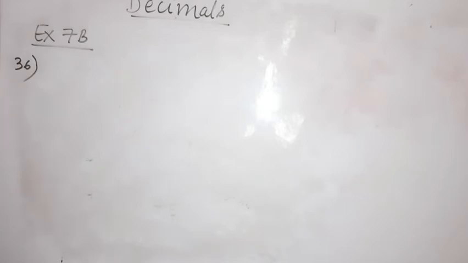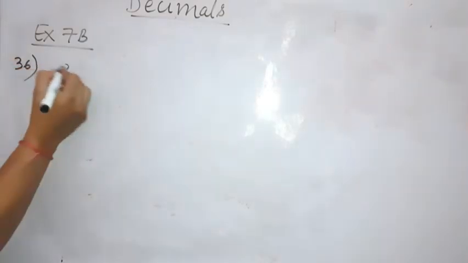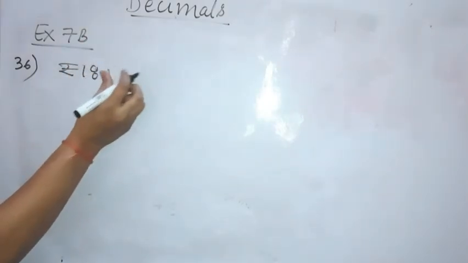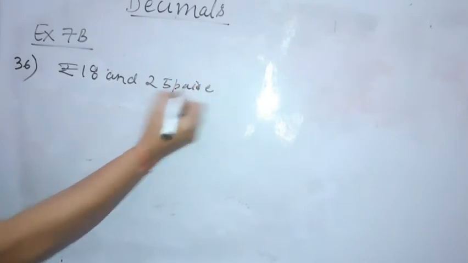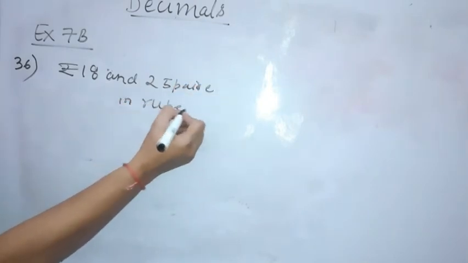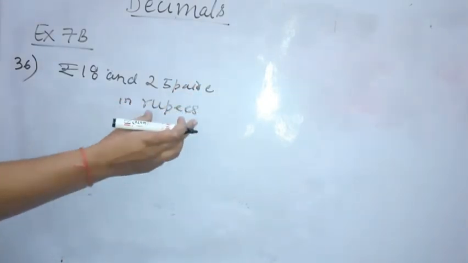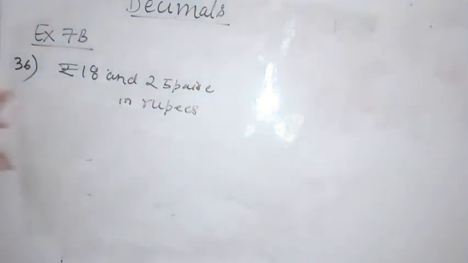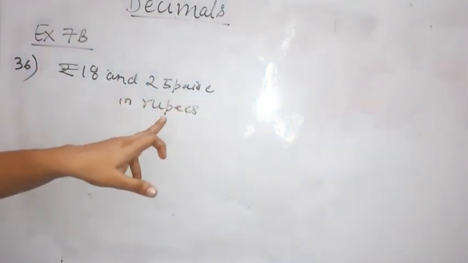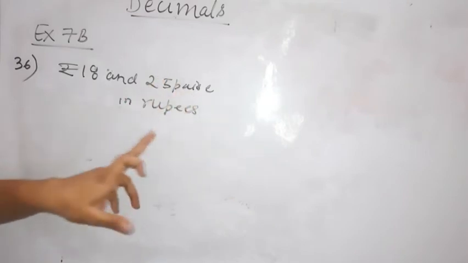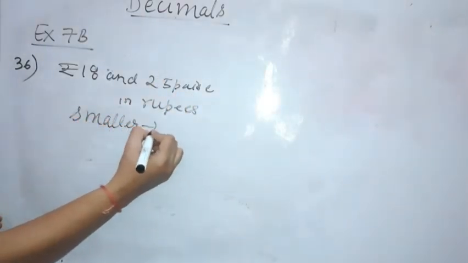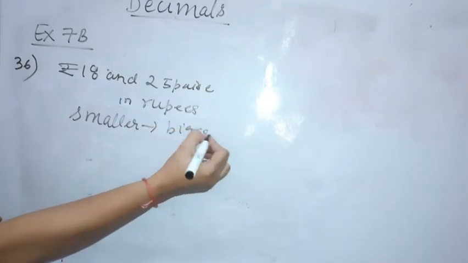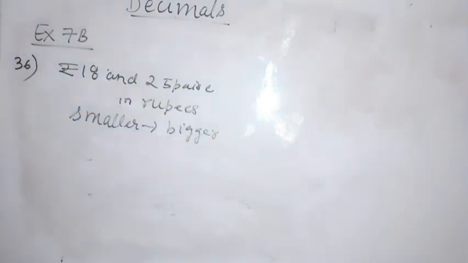So it is: using decimals, express rupees 18 and 25 paise in rupees. In rupees, you have to focus on the second term. We have to convert into rupees. Rupees is greater than paisa. That means we are going from a smaller unit to a bigger unit. That means what we have to do in this condition.